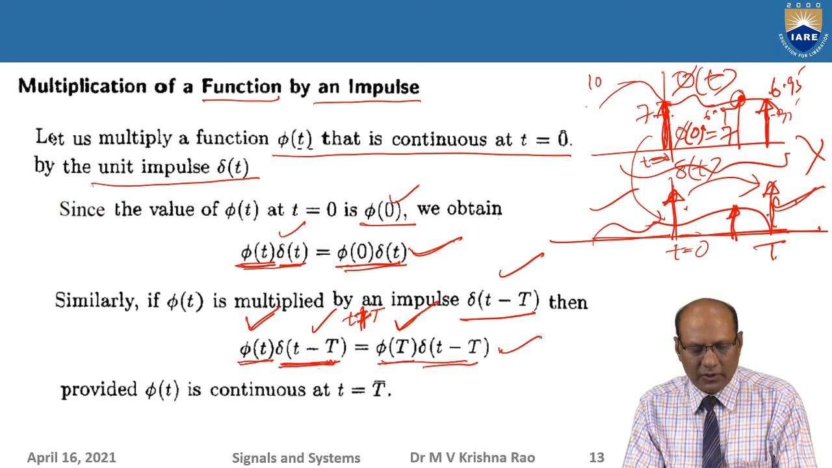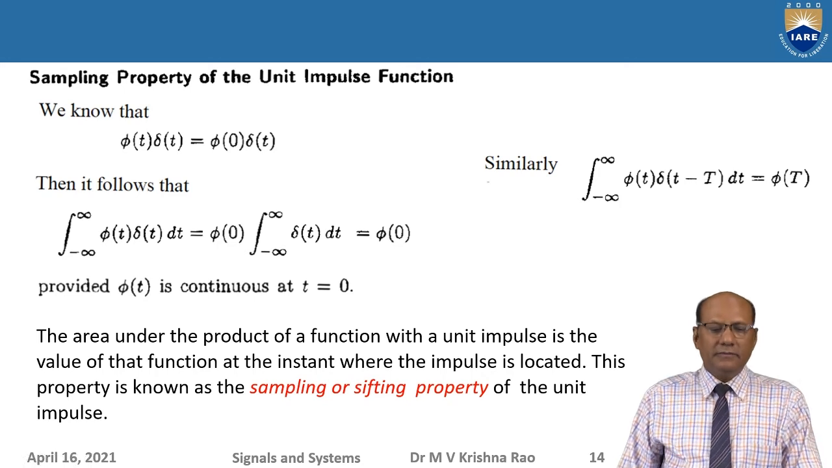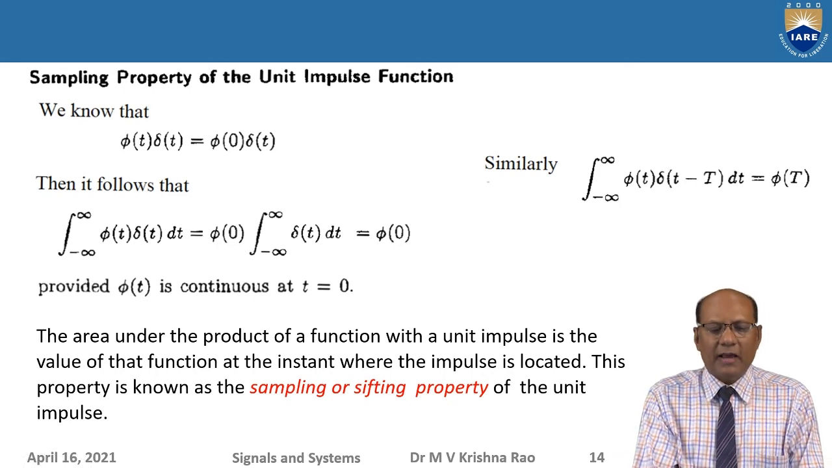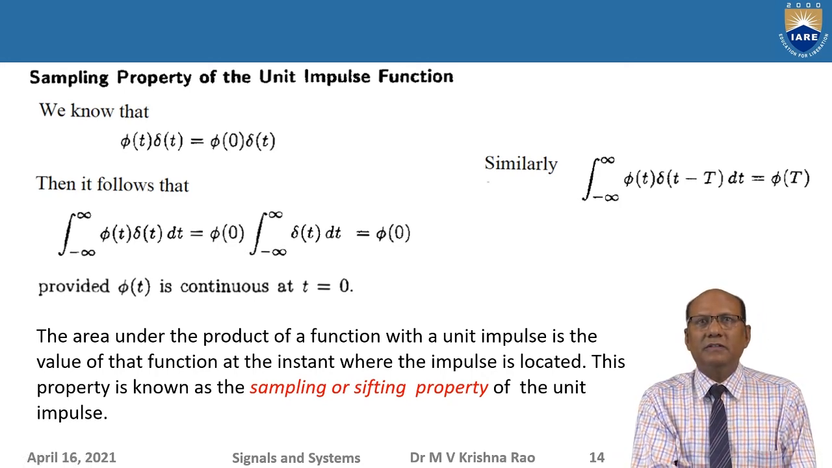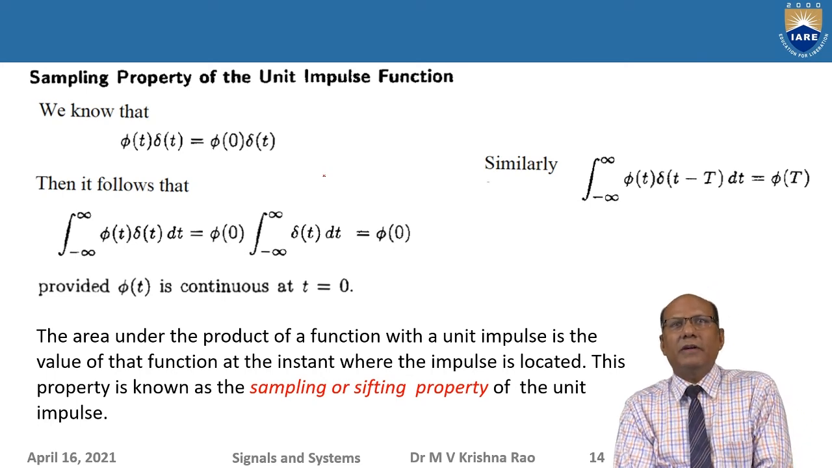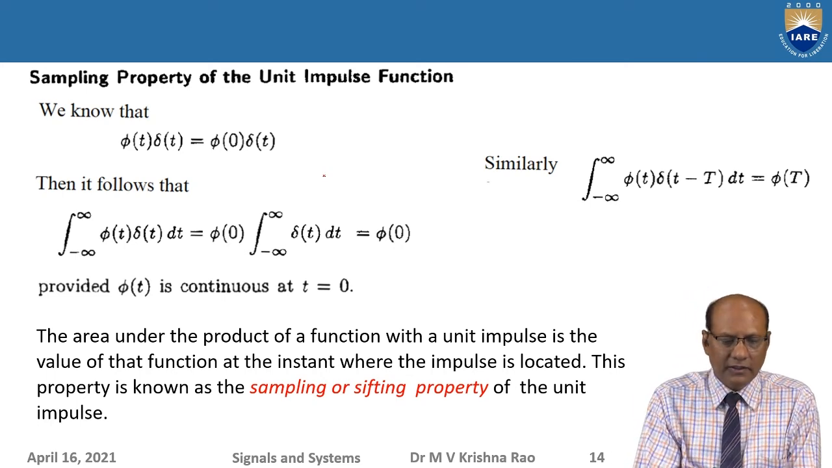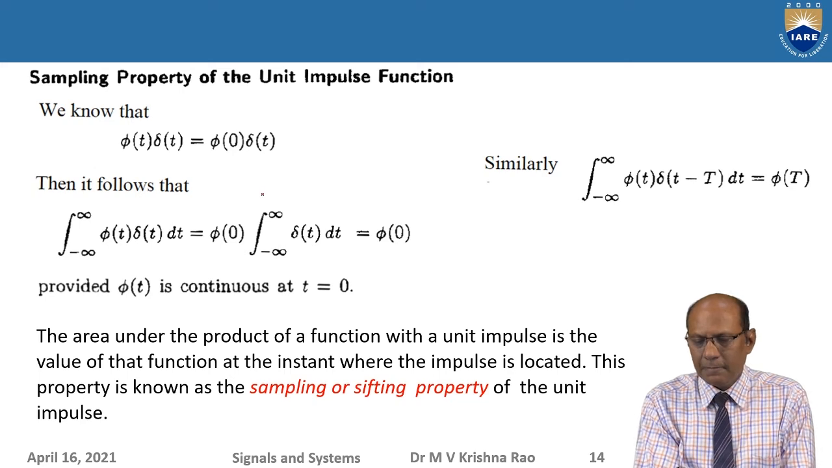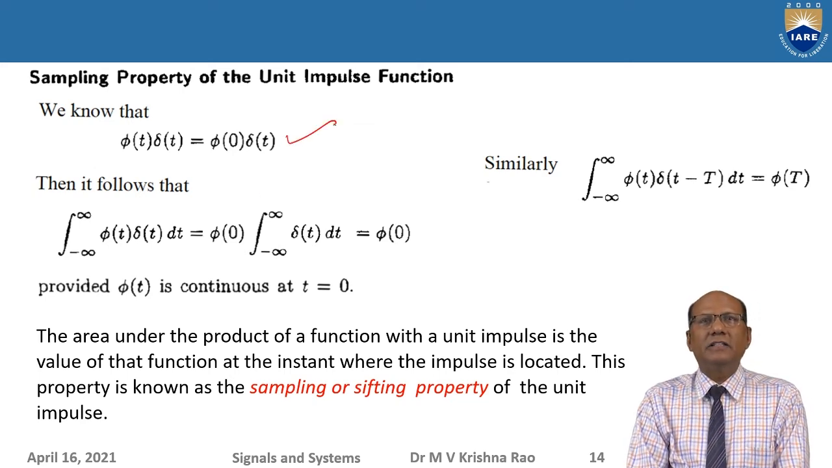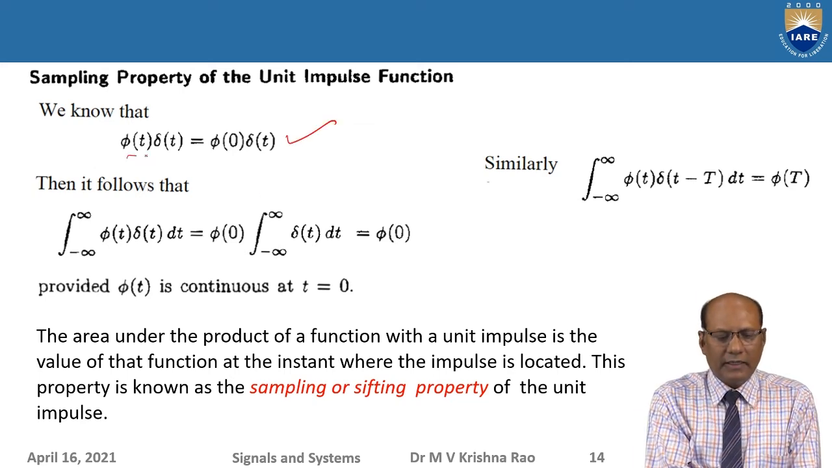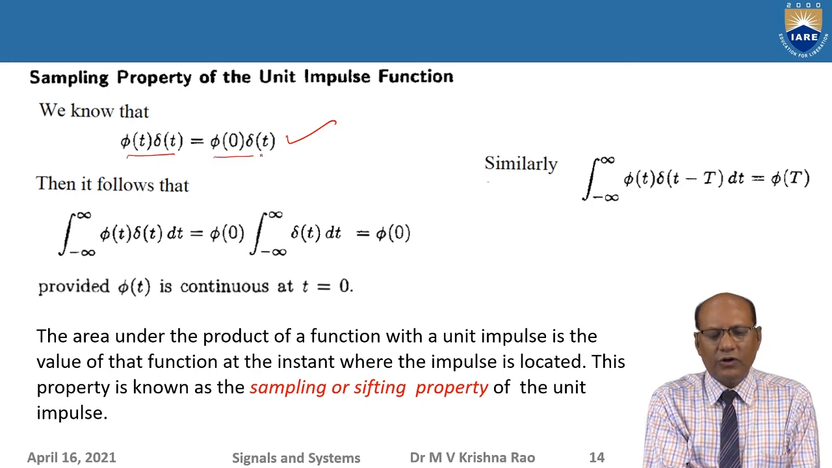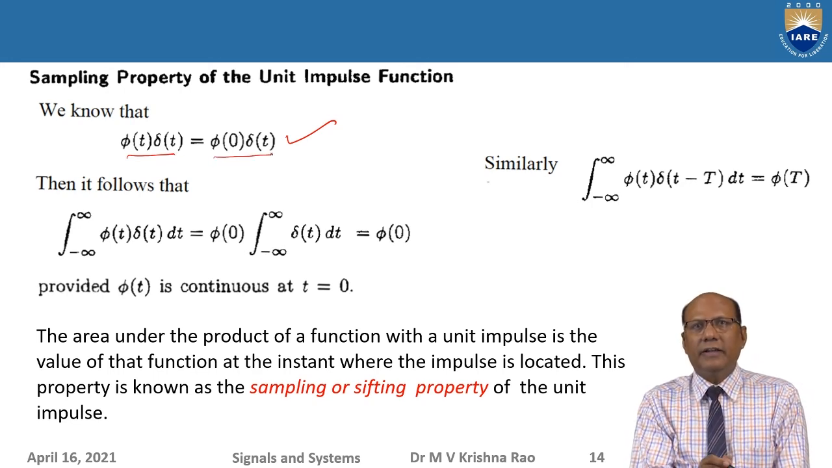That is more important here. So let us discuss the sampling property of the unit impulse function. The unit impulse has a property called the sampling property. Let us explore that property. We know this relation, that is phi of t, delta t equal to phi of 0 into delta t. This we know already.